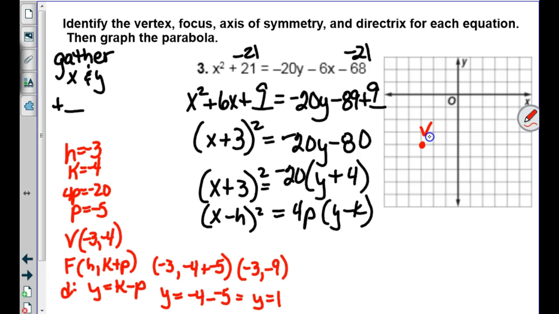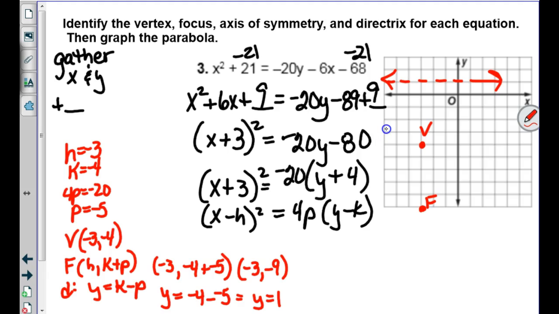Someone get a vertex of -3, -4? Yeah. Anybody have a focus? Is mine right? -3, -9? It barely fits on the bottom. And then y equals +1 appears to be the directrix. Did anybody else get those values?